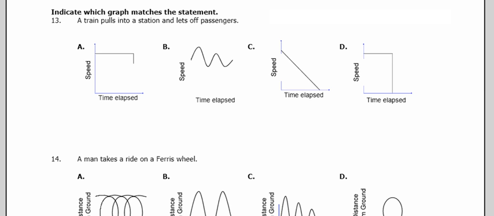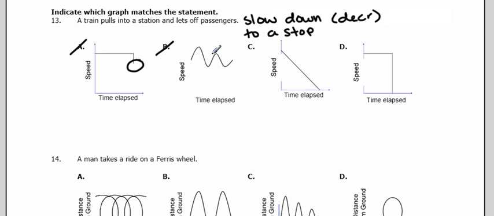So let's think about a train when it pulls into a station. When a train pulls into a station, it is going to slow down. Its speed will decrease to a stop. If it does not stop fully, the passengers are going to have to jump off and hurt themselves, and they don't want that. So A and B are gone because these trains never actually stop. Now D doesn't make sense because this train never slows down, and that would be quite scary. So that leaves us with C.